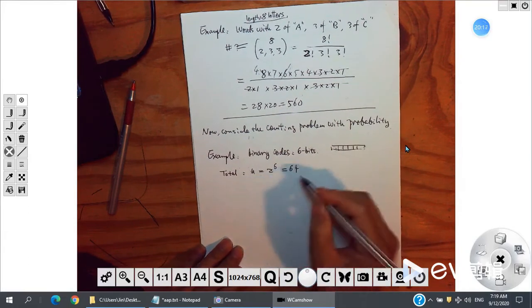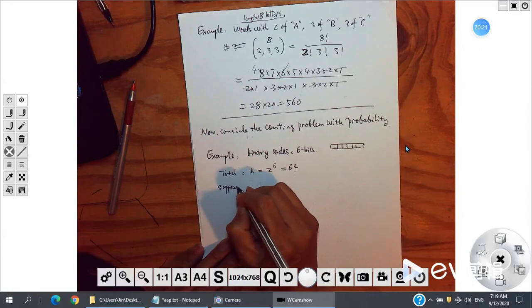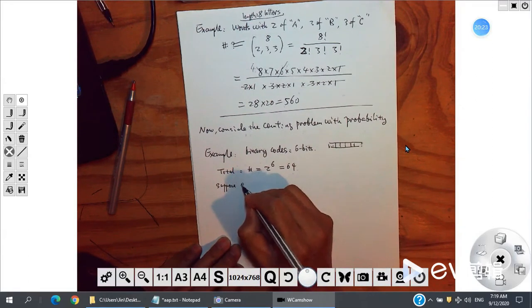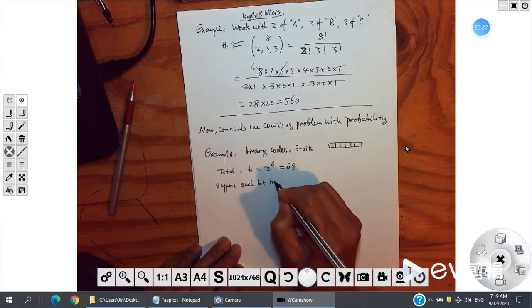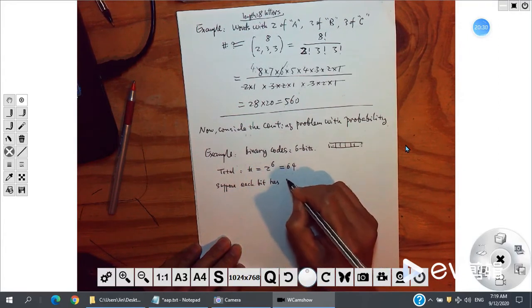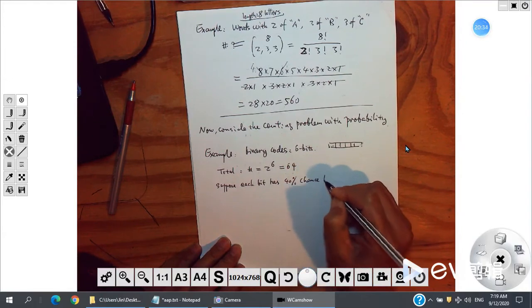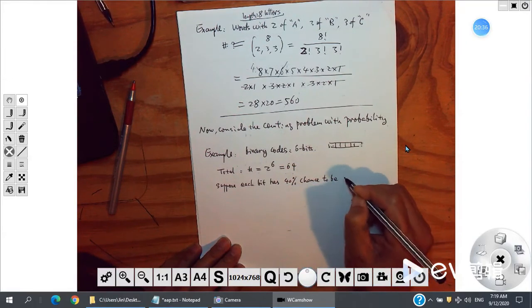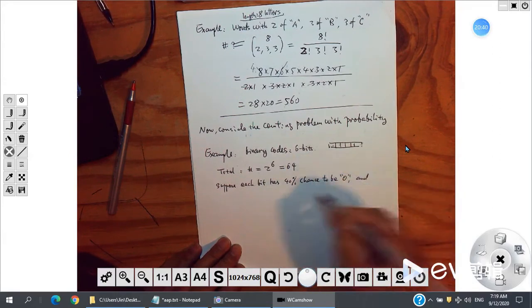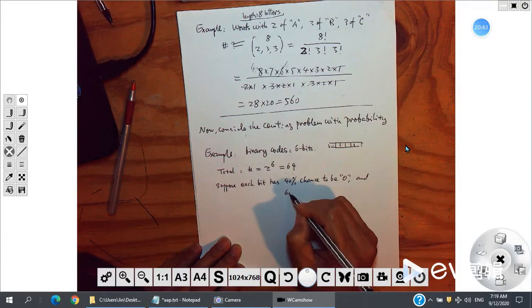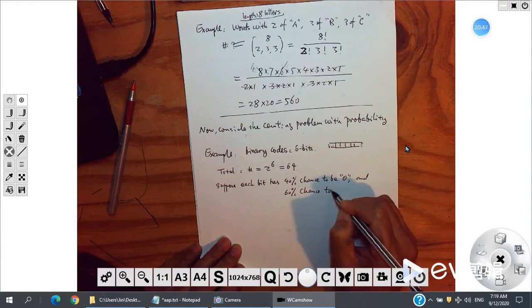Now we consider, suppose each bit has like a 40% chance to be 0, and of course another 60% chance to be 1.